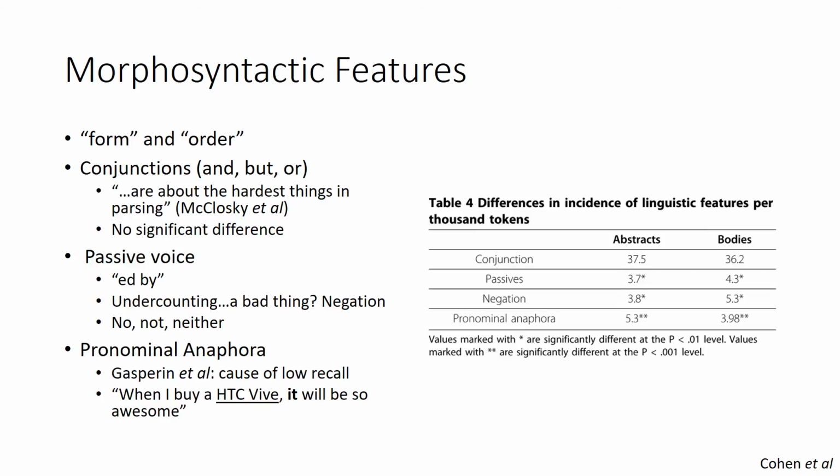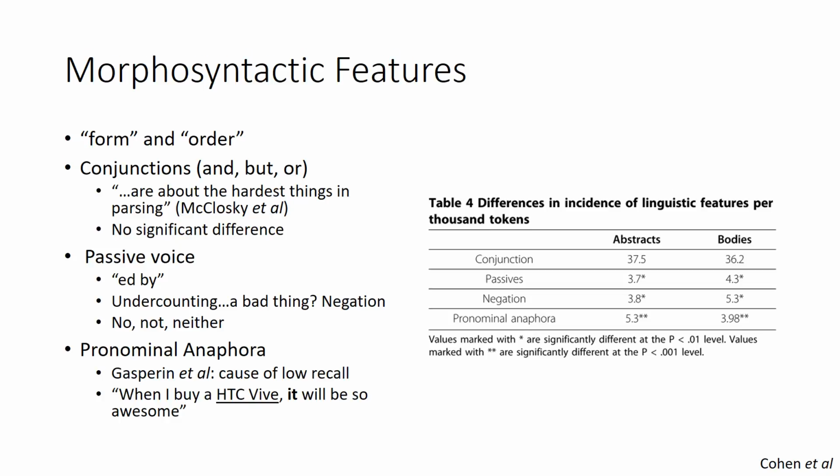Morphosyntactic features. That may sound really out there, so let's define it. We have form and order. What they do is figure out how the sentences are formed and put the words in the correct order. There are a few categories within these ideas. So we have conjunctions, which looks like and, but, or. Those are very tough to try and parse out. There's no real significance between the abstract and the bodies.